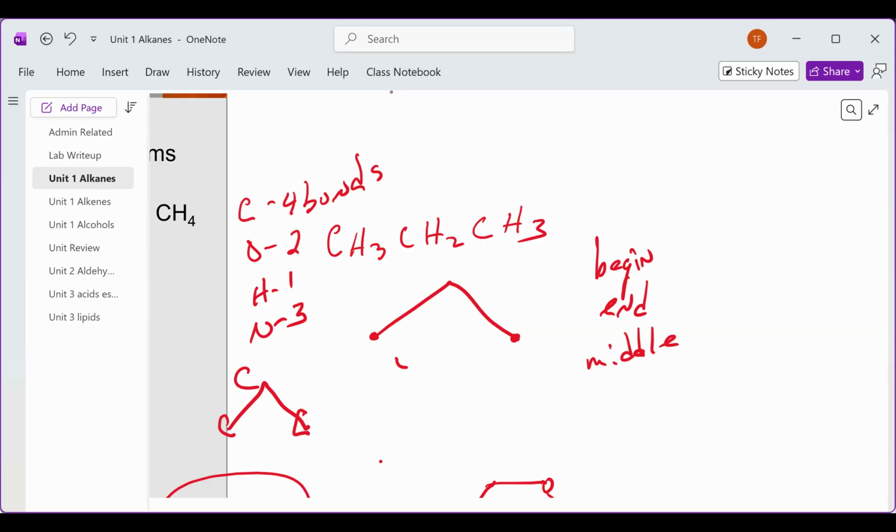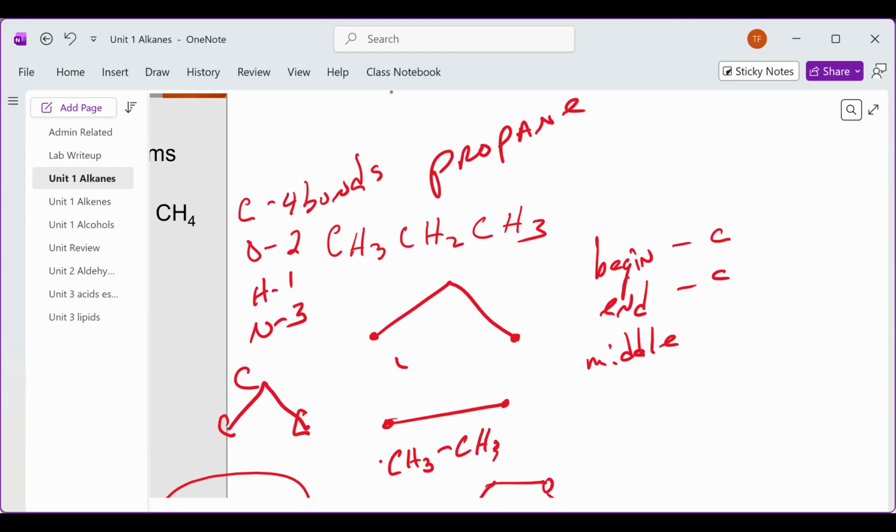Each one of these has a carbon. Now we have 1, 2, 3 carbons in propane. This is propane. You're going to know these backwards and forwards. Sometimes you don't have a middle carbon. In other words, it may look like that. But it does have a beginning and an end. So what I just drew would be this. That's 3. No middle carbon.